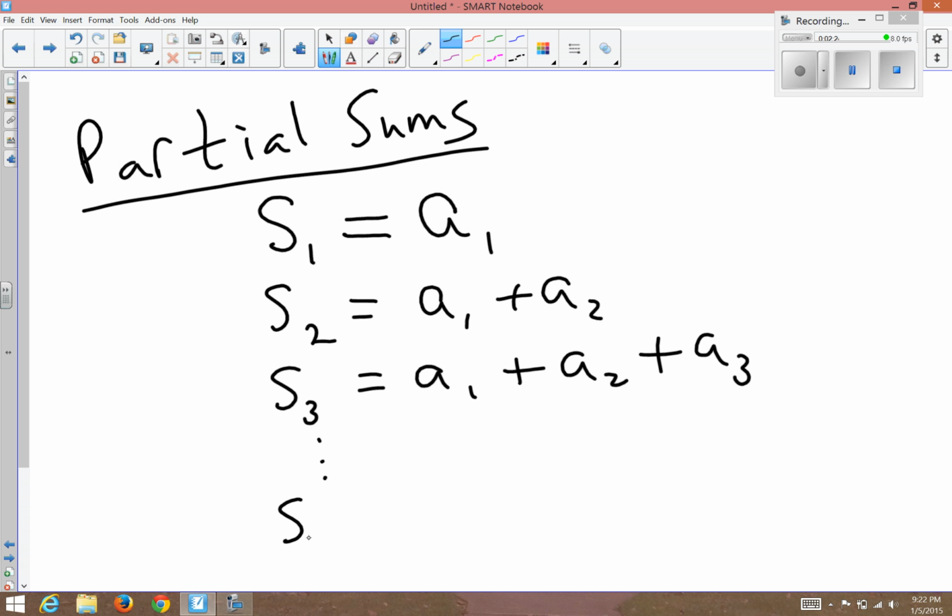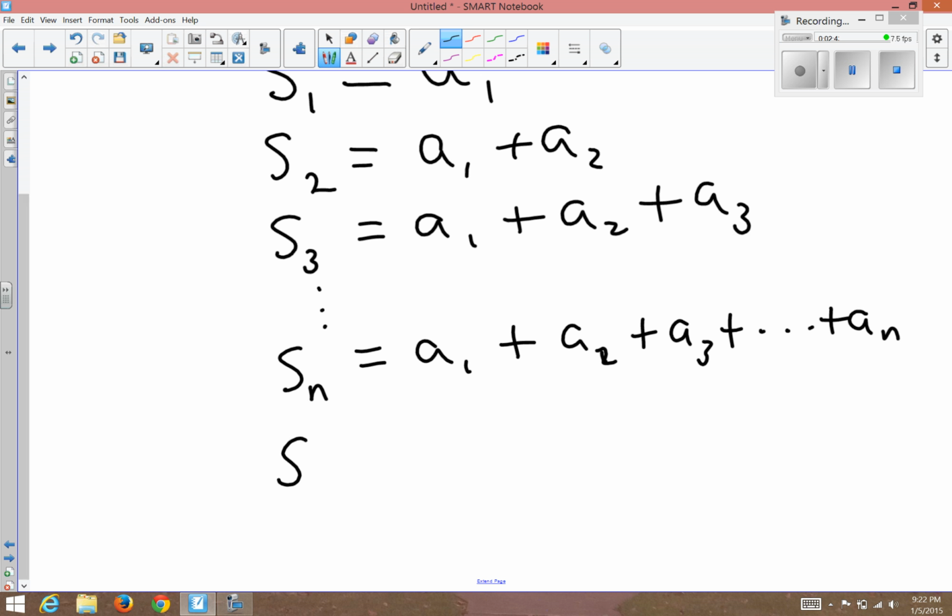If I say S sub n, I mean the sum of the first n terms. That's it. None after that. In other words, when I say S sub n, I mean sigma A sub k. The k starts at 1 and goes only to n.